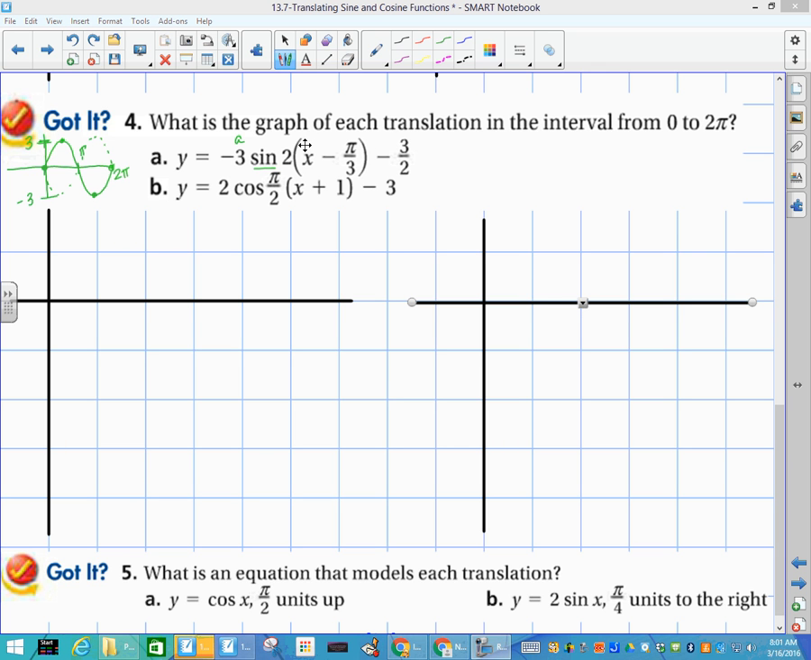Anyway, so the 2 is affecting my period, 2 pi over 2, and that, of course, is pi.